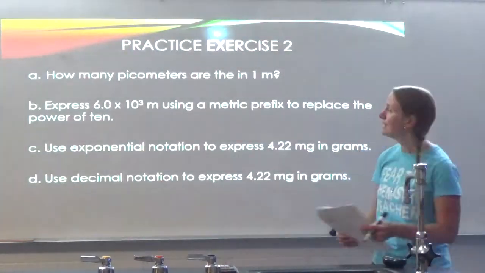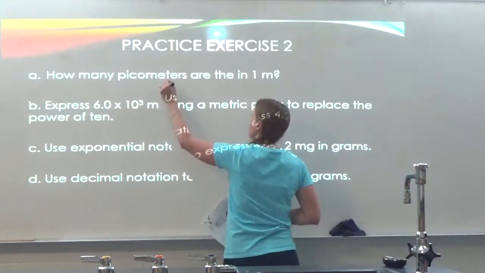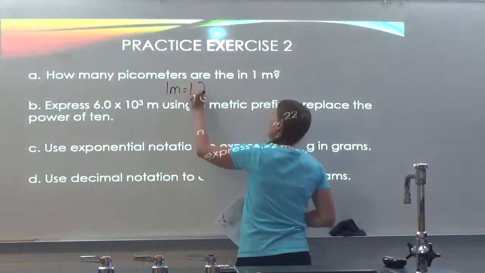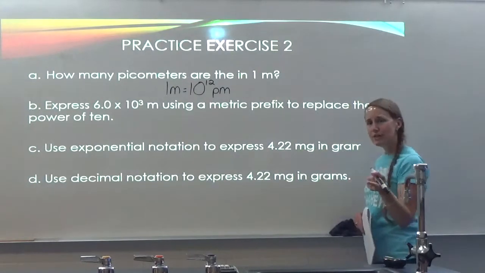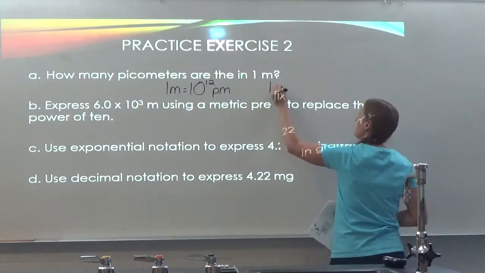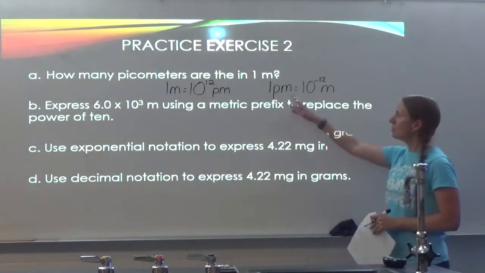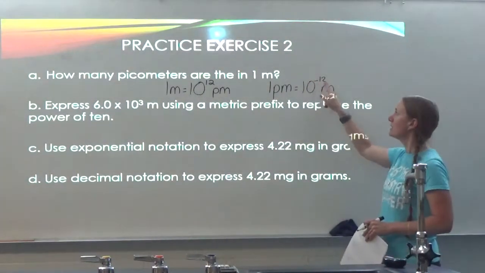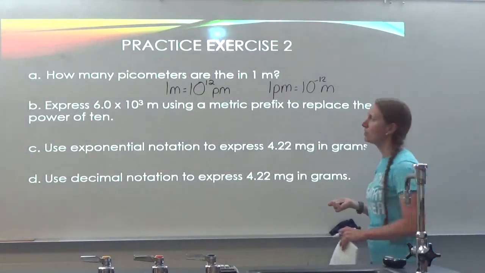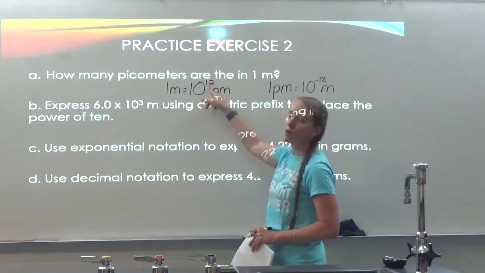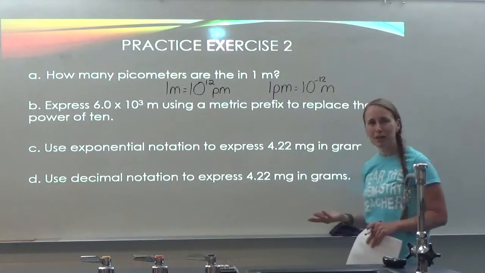The next one says, how many picometers are in 1 meter? Well, 1 meter is 10 to the 12 picometers. When we're using our chart, normally we say 1 of the prefix unit is 10 to the x base unit, like 1 picometer is 10 to the negative 12 meters. If you want to flip your conversion factor, you just change your power to positive, so you can say 1 meter is 10 to the 12 picometers.